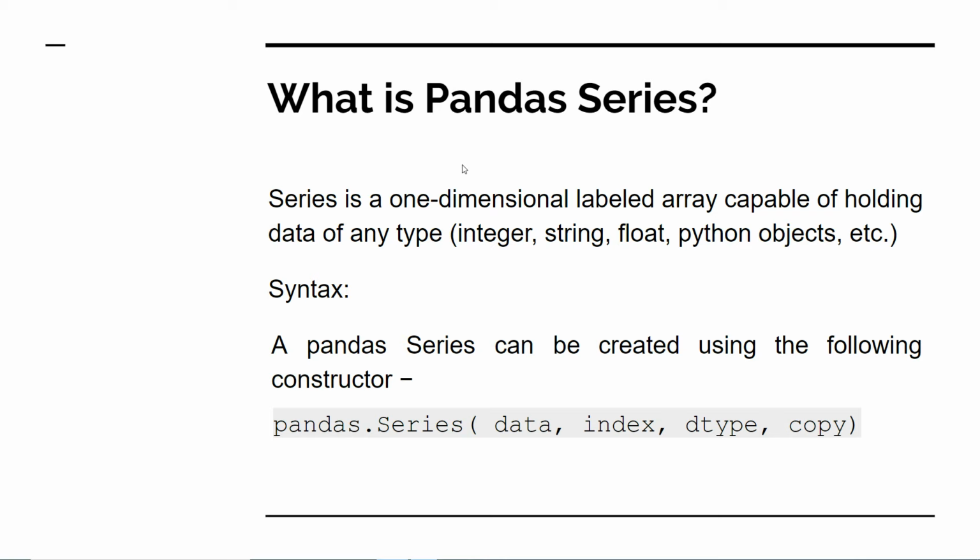So basically series is a one dimensional labeled array and in it we can hold the data of type like integer, string, float, Python object, etc. So let's see the syntax.